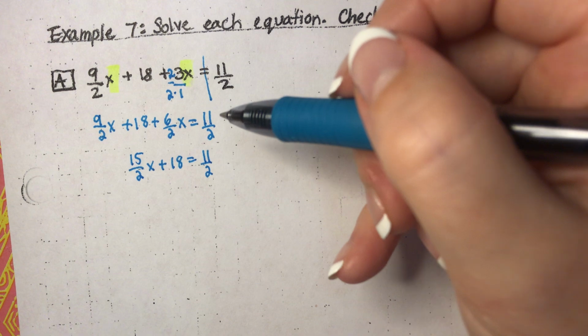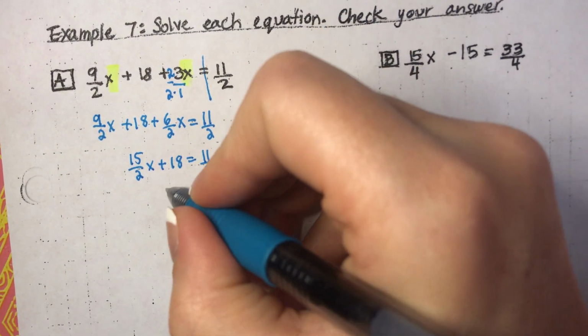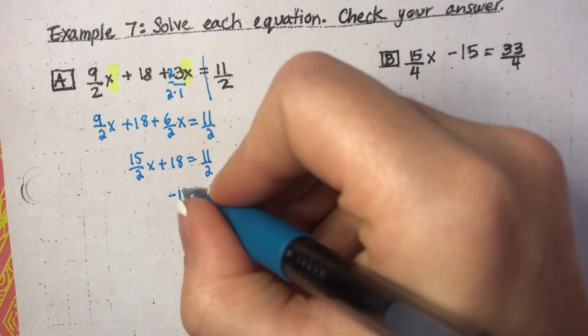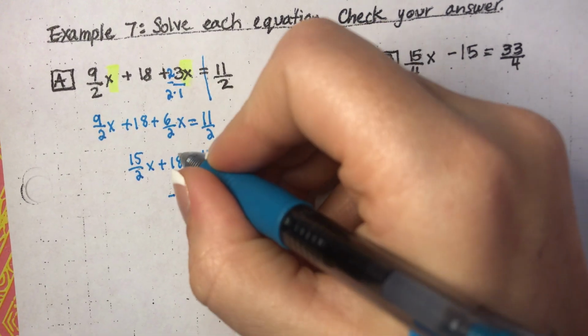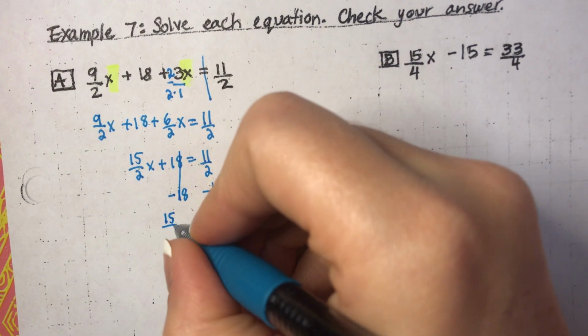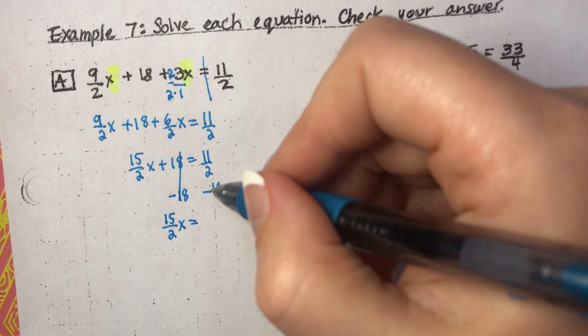All right, now we just have a two-step equation, so we're going to get rid of this outside bit using inverse operations. So what do we need to do? Yes, we need to subtract 18 from both sides. That's going to cancel. We're going to be left with 15 over 2 x here. And then we have this 11 over 2 minus 18.